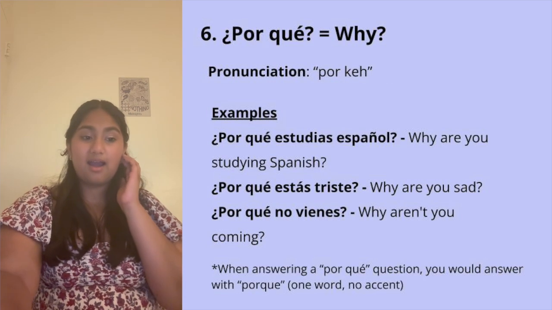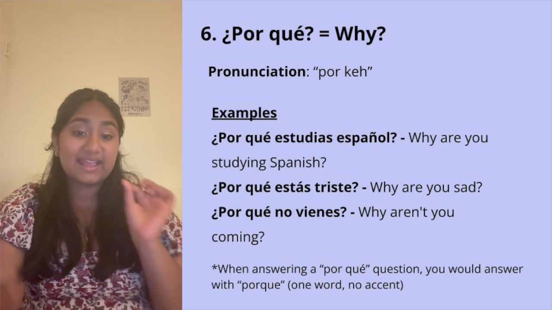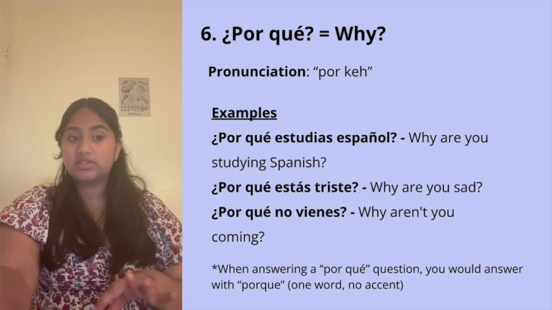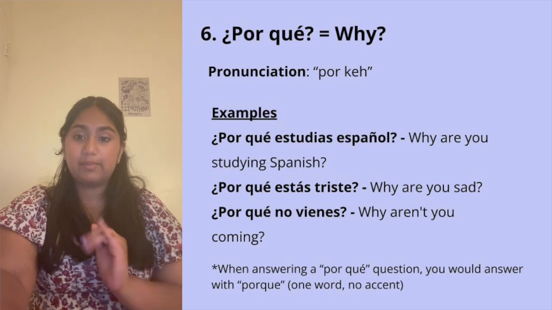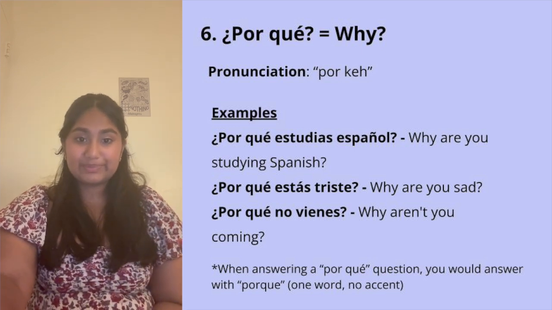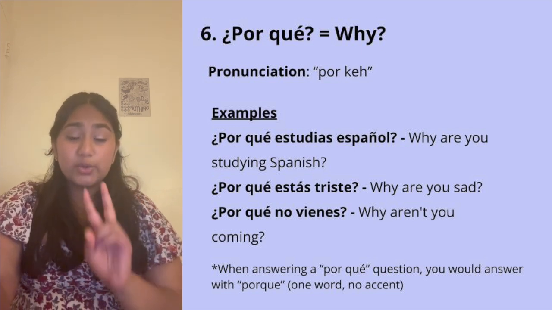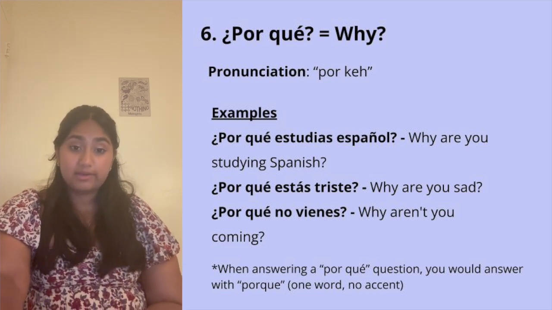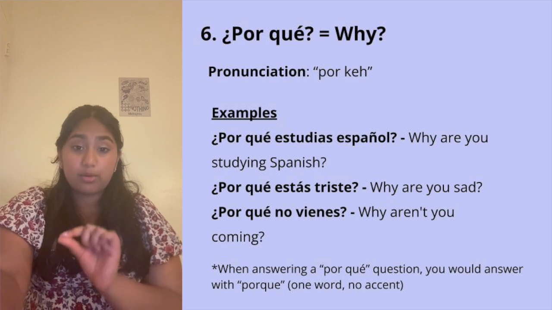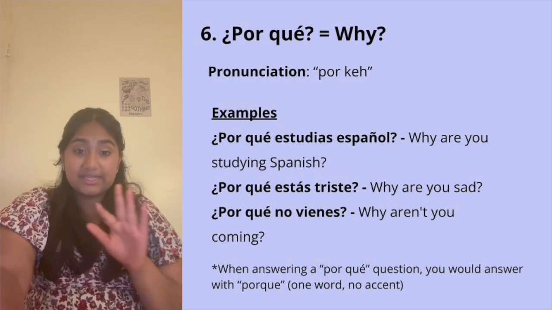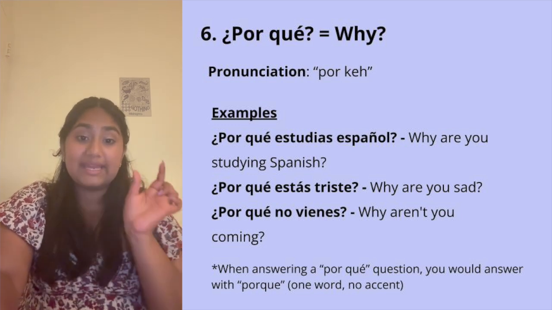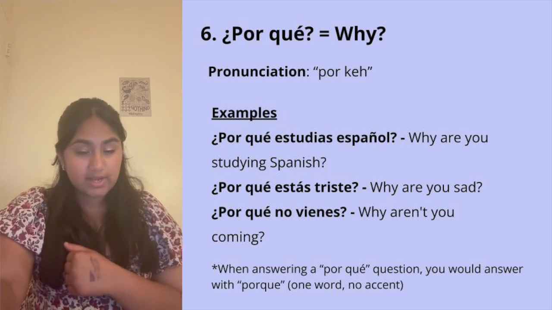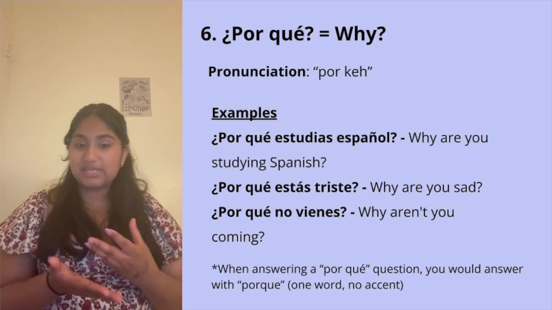So next up, we have ¿por qué?, which means why. As I said, pronunciation is going to be ¿por qué? So repeat after me. ¿Por qué? Perfect. So notice this is two different words. If it was just one word with no accent, it's going to mean because. So keep in mind, when you're saying a question word, ¿por qué?, there's the accent on the E, and they're two separate words, por and qué. We're going to use this question phrase for reasons and explanations.